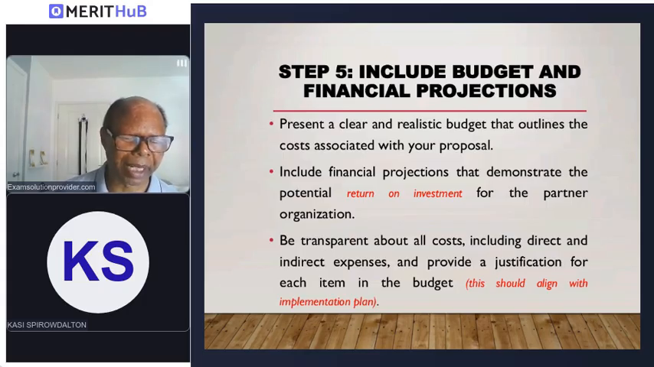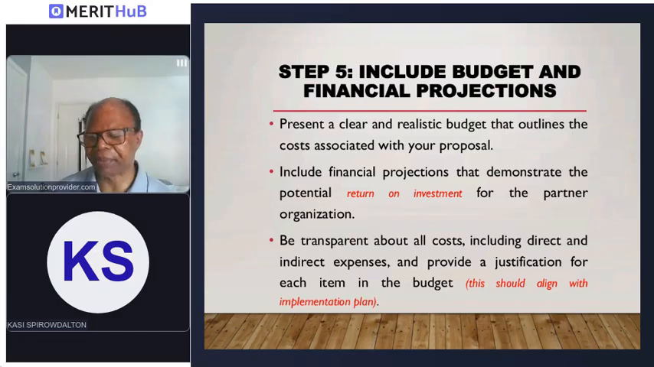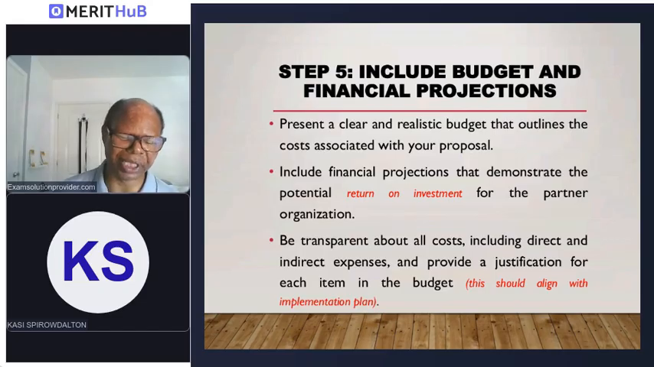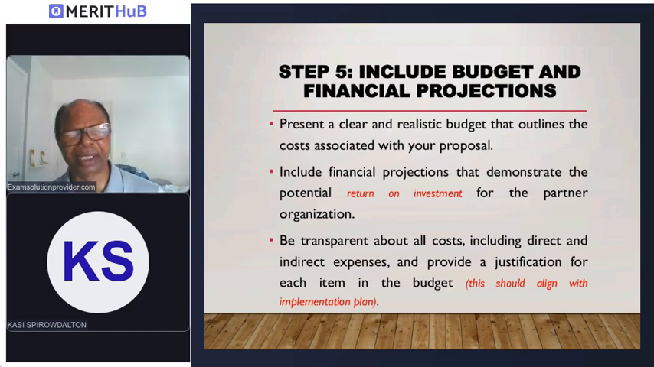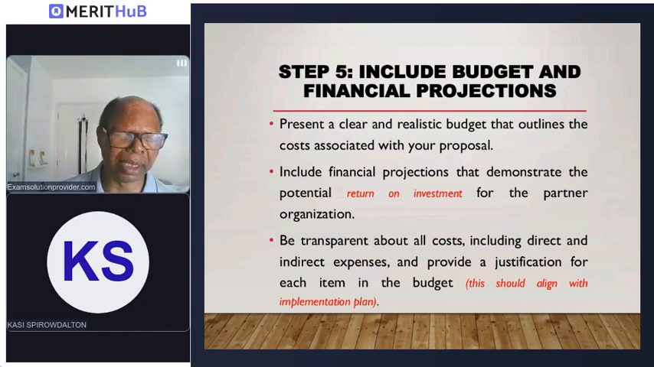I said be transparent about all the costs, including direct and indirect expenses, and provide justification for each item in the budget. As I said, it's important to show how you arrived at that particular budget. If it's a totally new service, then you look at what the industry average is. If it was in the UK, it's easier because we tend to get these statistics from the commerce department. They produce this almost every month so that new businesses can learn from them in order to come up with their prices.